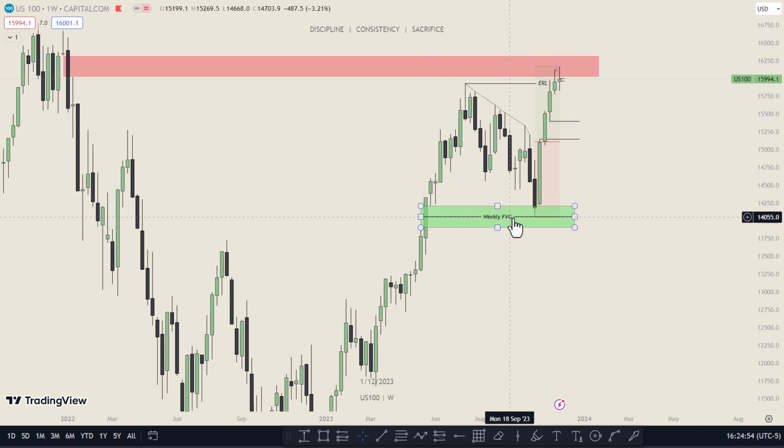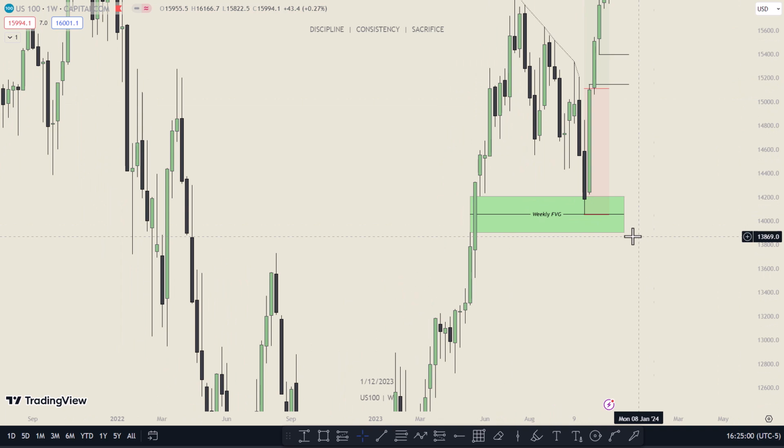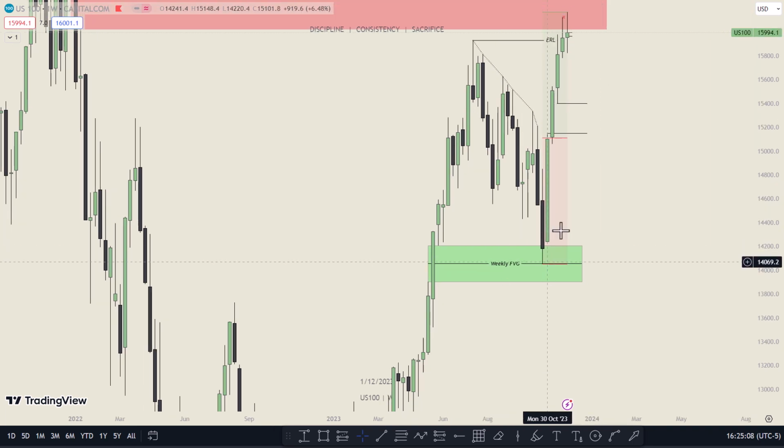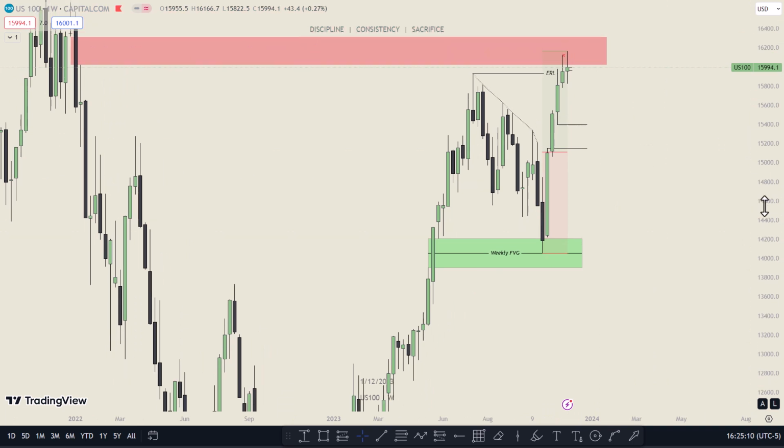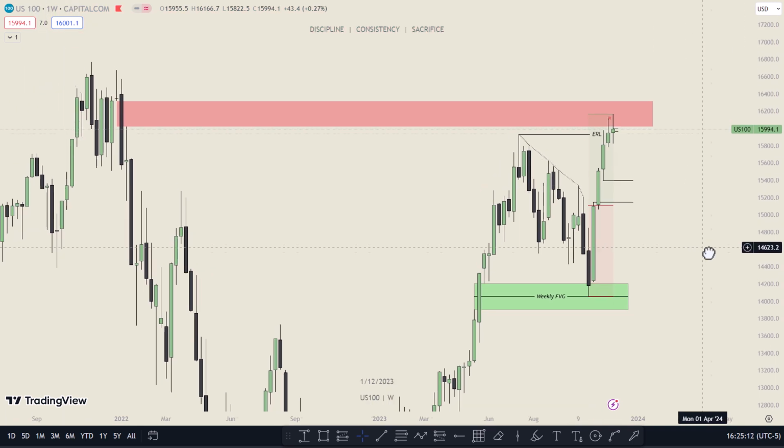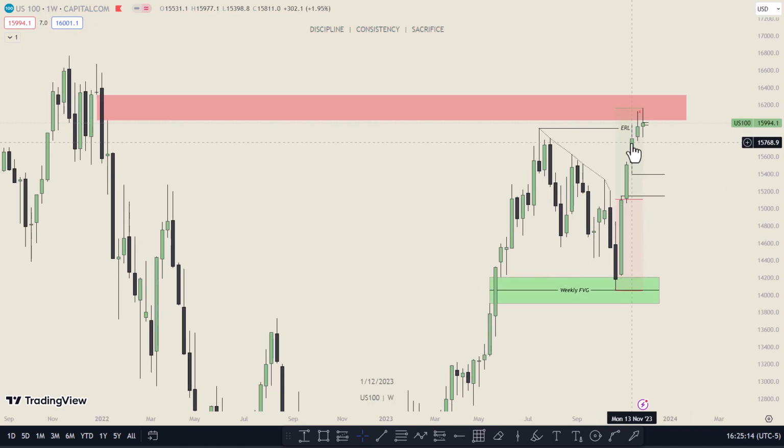If you go to my Twitter account, I shared the idea of going long from this weekly fair value gap. As you can see, price hits the consequent encroachment, so the 50% level of this weekly fair value gap, perfectly, and expanded higher. So this is algorithmic. Now another expansion hitting what? This fair value gap and taking external range liquidity.